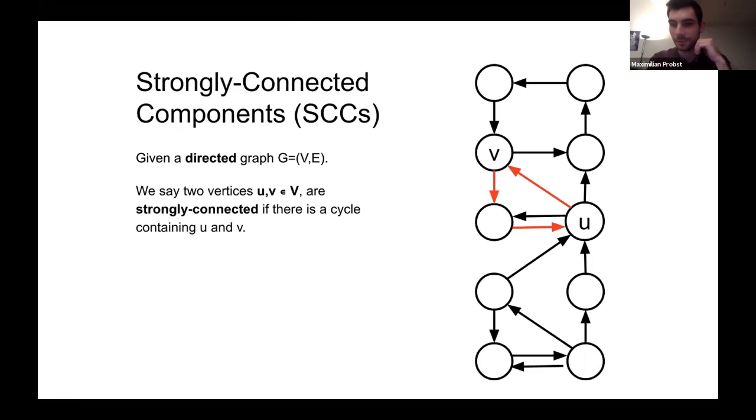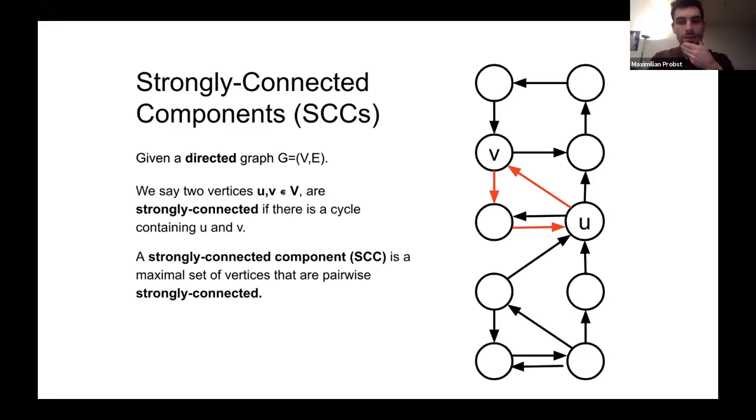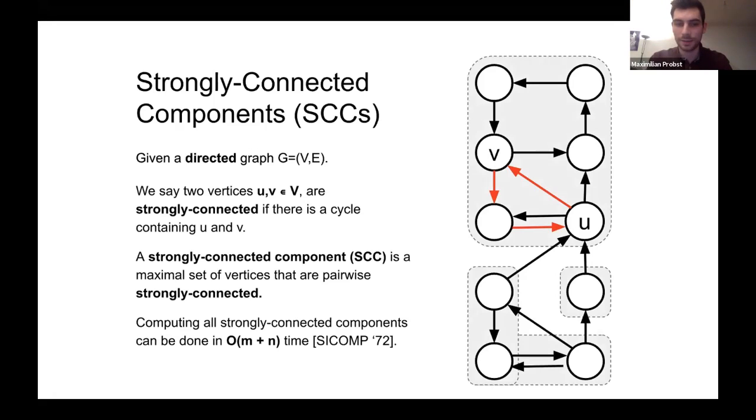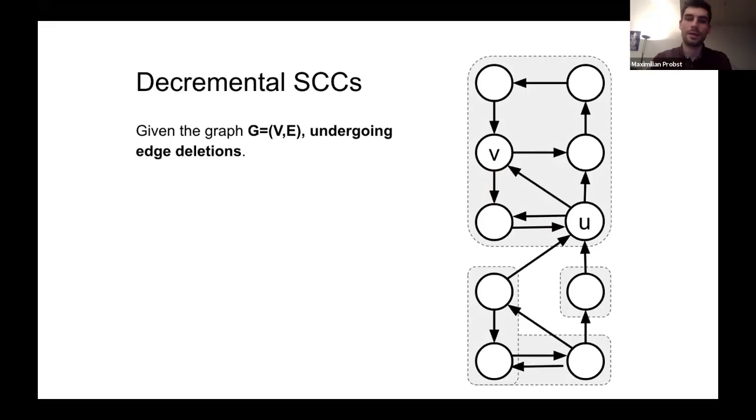This is just a reminder what a strongly connected component is. The strongly connected components are just the maximal sets of vertices that are pairwise strongly connected. So you have something like this. These are the strongly connected components. And this is a very fundamental problem and well understood in static graphs, I would say. There's a linear time algorithm for it by Tarjan. But in the decremental setting, this problem is not so well understood.